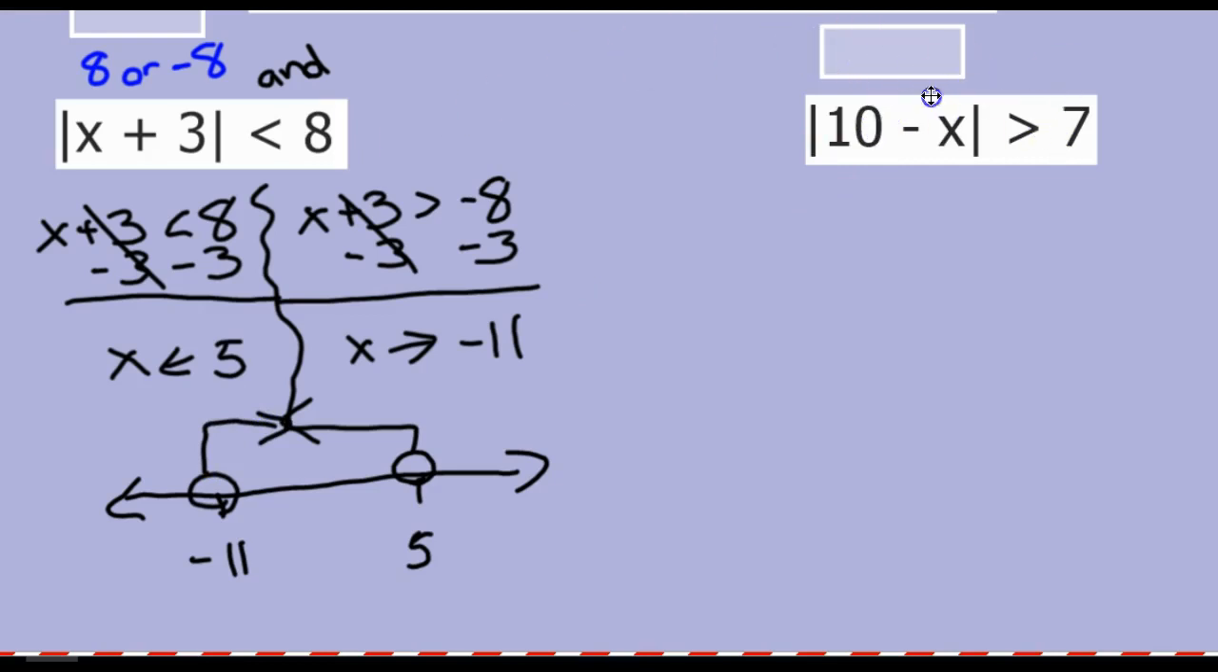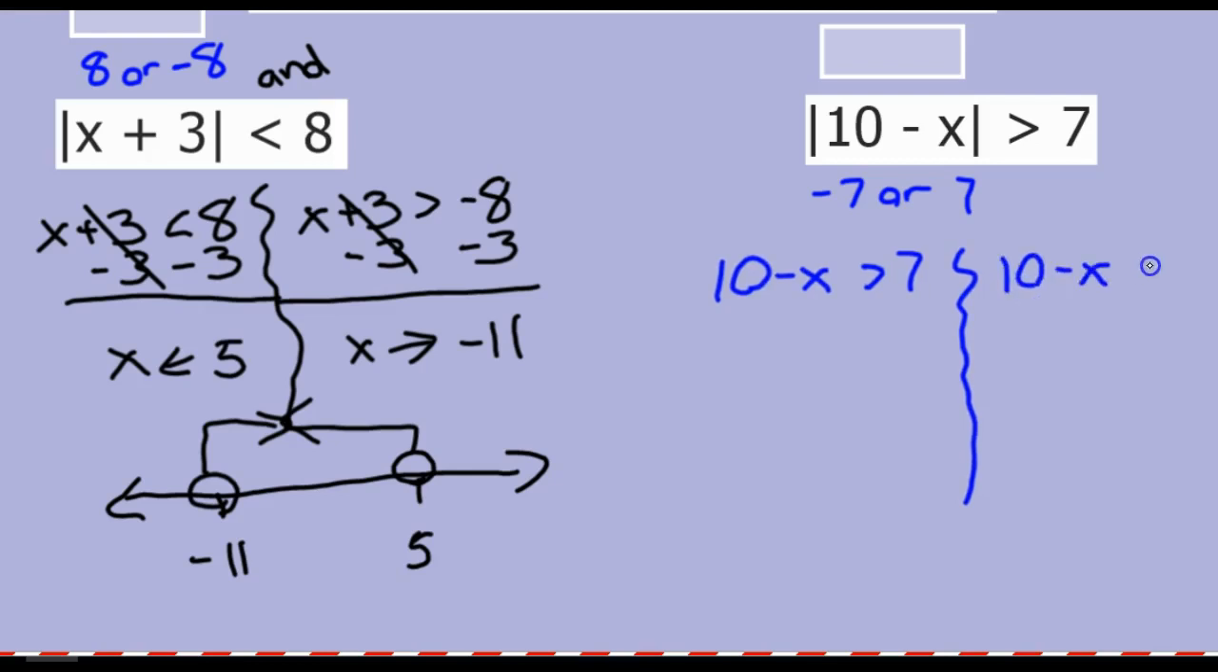Here again, we know that something has to equal 7. So we know we can either have negative 7 or 7. So if we write these two inequalities, we'll have 10 minus x is greater than 7, or 10 minus x is less than negative 7. So right away I know this is a greater than, so this is going to be an OR inequality. We're going to subtract 10.